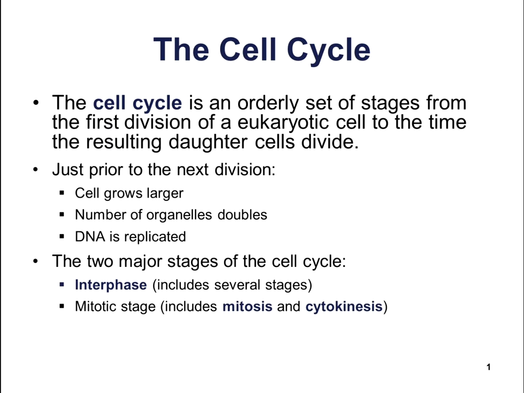There are two main or major stages of the cell cycle. There is interphase, which has a couple of different subcycles, and there is the mitotic stage, and this includes what we call mitosis and cytokinesis. So today we are going to go through these, and we are going to talk about what is happening in each of these phases and what happens if something goes wrong in one of these phases.